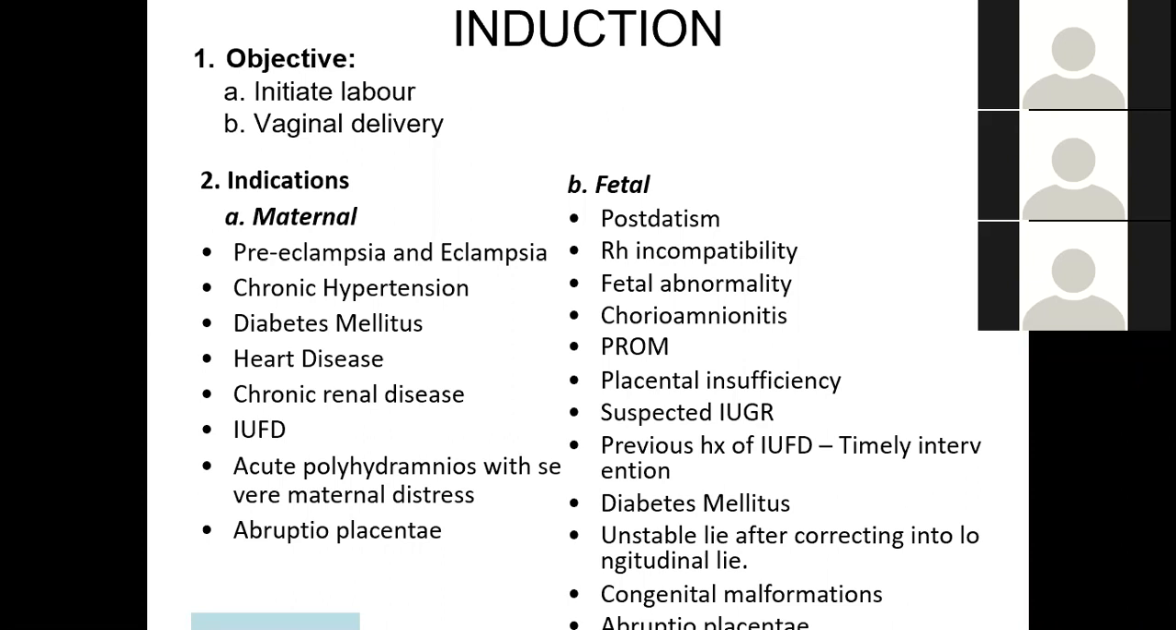And fetal indications for induction of labor include the following. We have postdatism, rhesus incompatibility, fetal abnormality, chorioamnionitis, premature rupture of membranes, placental insufficiency, suspected intrauterine growth restriction, previous history of intrauterine fetal death, diabetes mellitus, unstable lie after correcting into longitudinal lie, congenital malformations, and abruptio placenta.